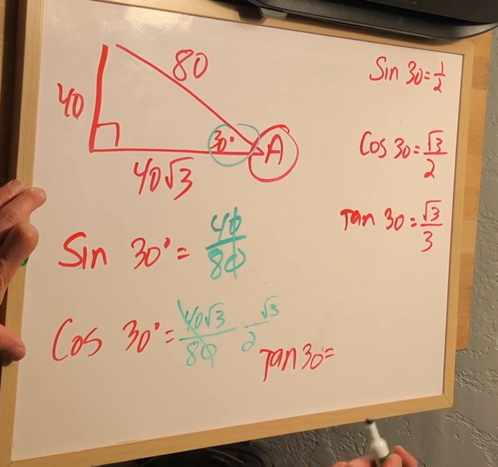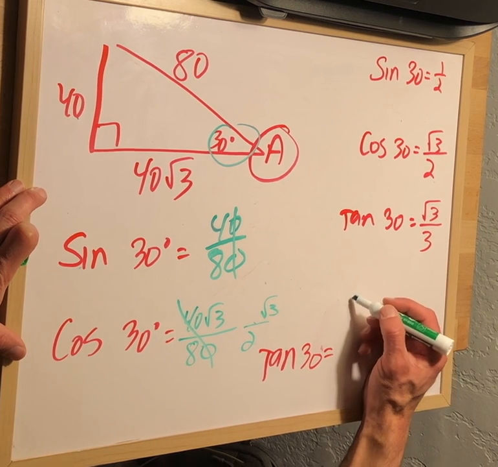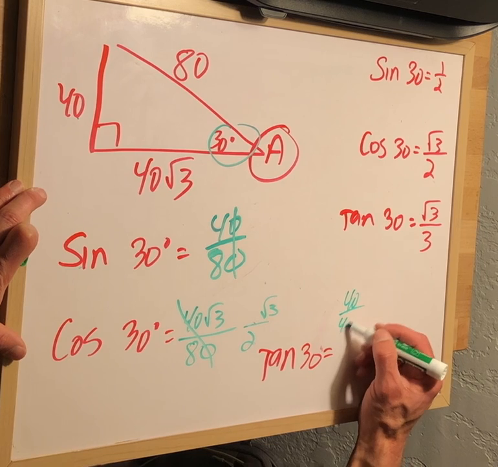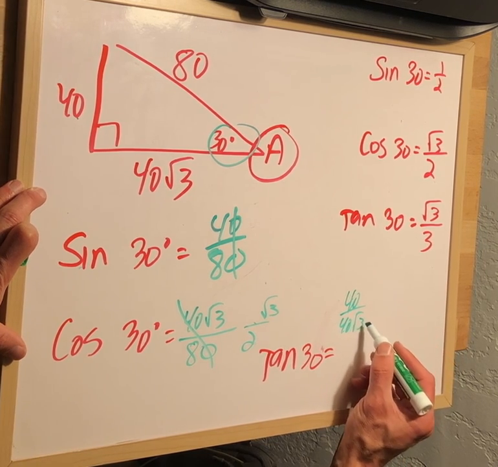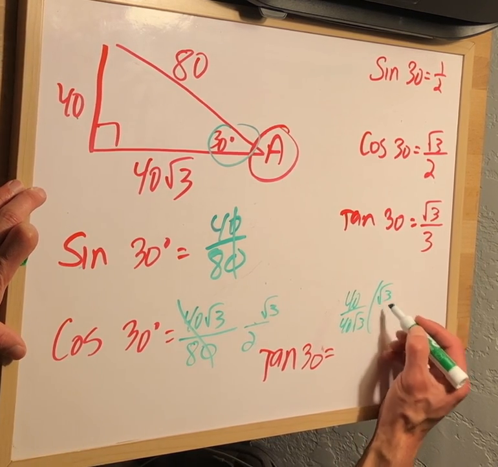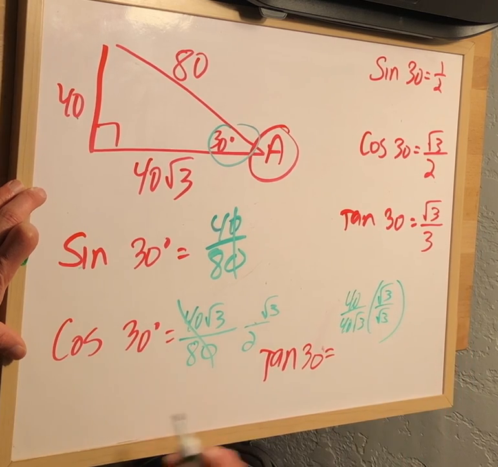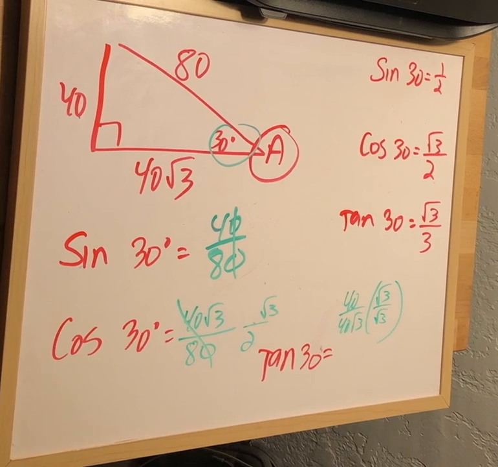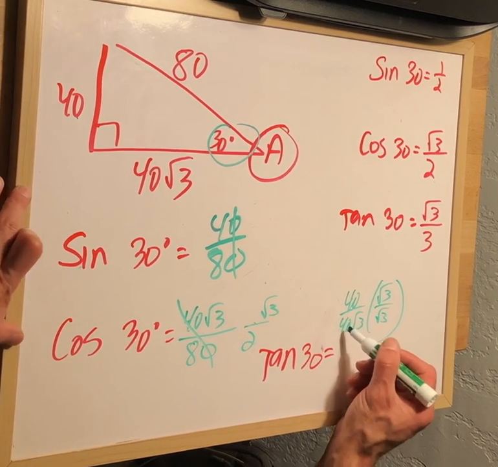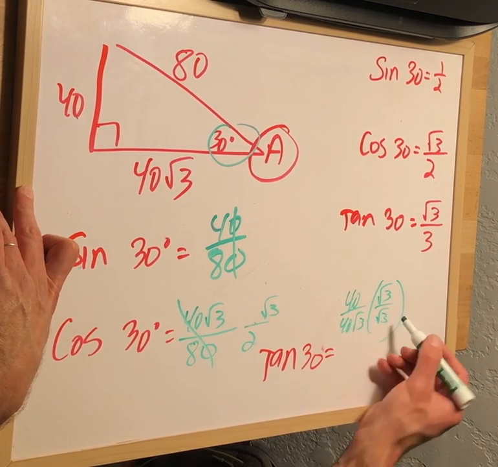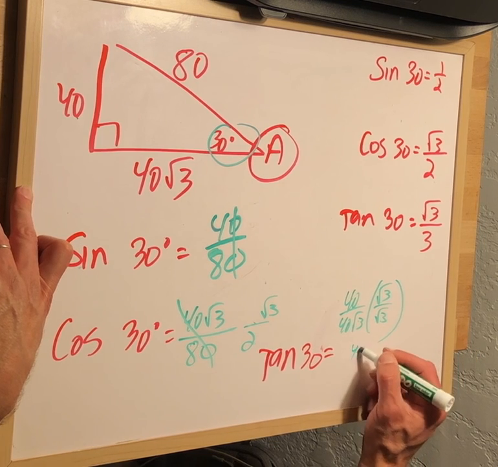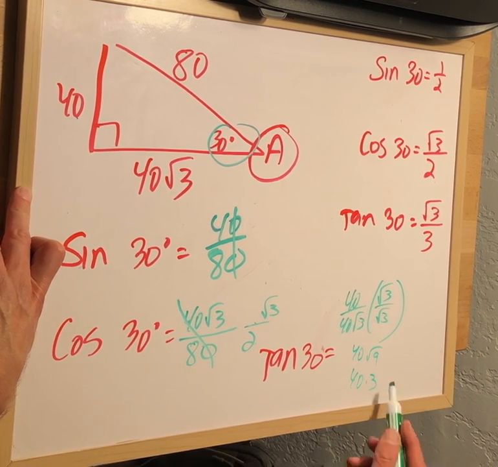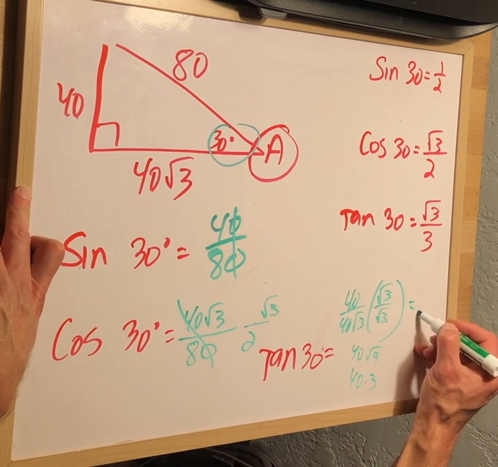And tangent, the same thing, is opposite, 40, over adjacent, 40 root 3. How do you get rid of this root 3? You multiply the top and the bottom by root 3. All right, and then continuing, this is going to simplify to root 3 over 3, believe it or not. Watch. 40 times 40, root 3 times root 3 is root 9, and the square root of 9 is 3. 40 times 3 is 120.